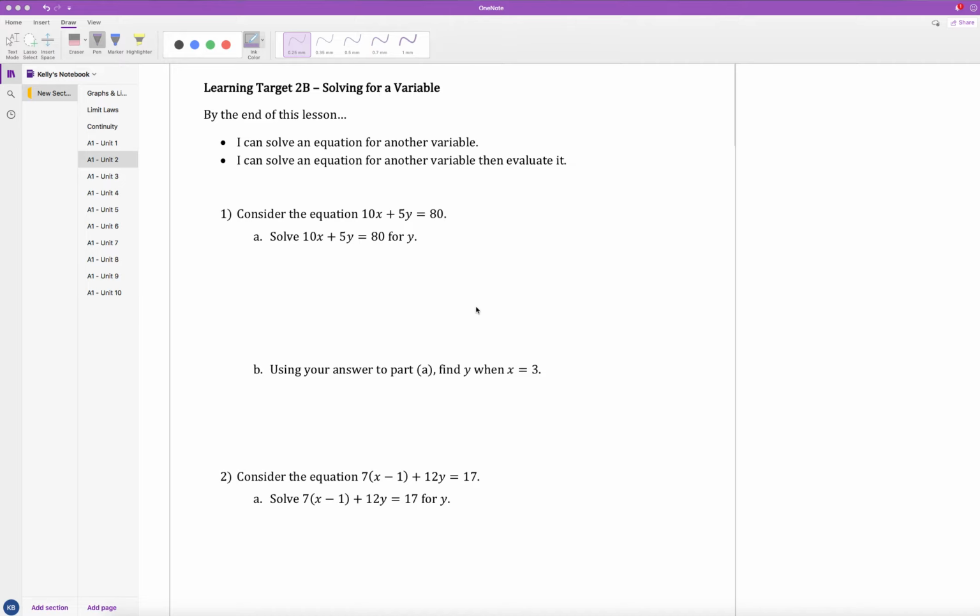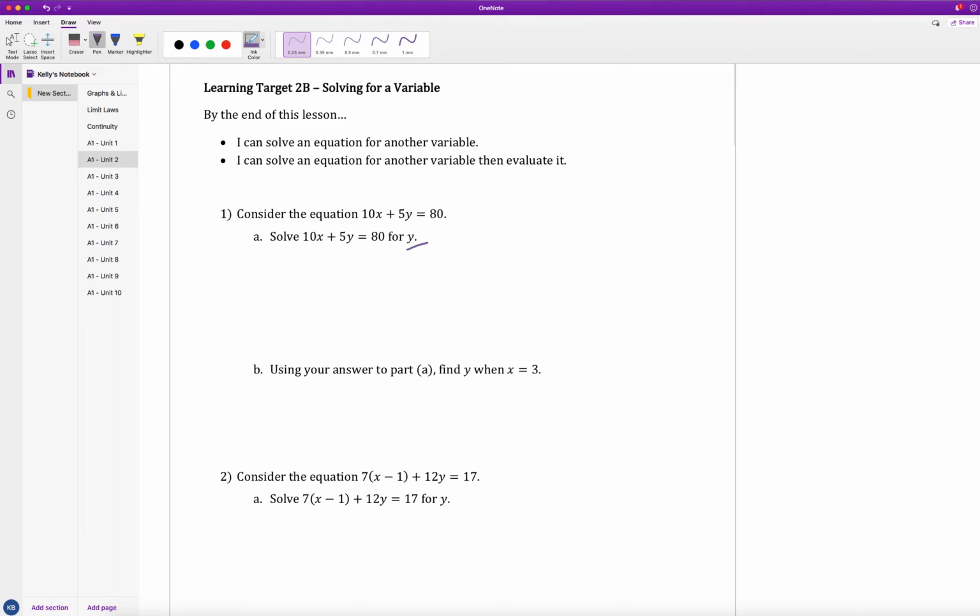It says, consider the equation 10x plus 5y equals 80. Part A says to solve that equation, 10x plus 5y equals 80, for y. So this is similar to 2A because we're dealing with equations. The difference here is that we have two variables. We have the x and the y, but this problem is asking us to solve for the y.